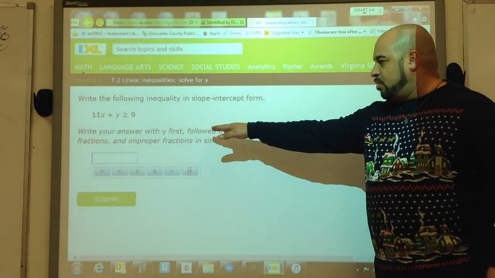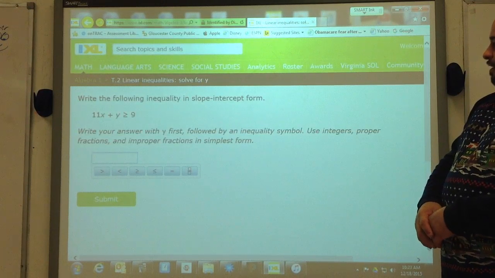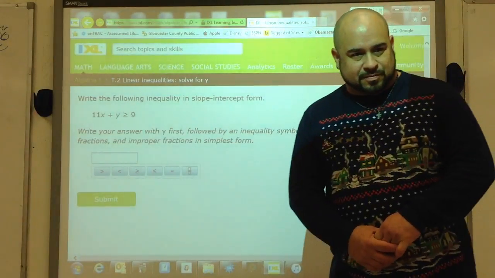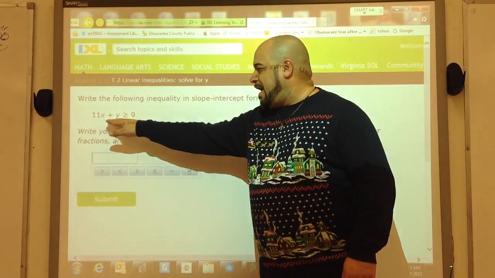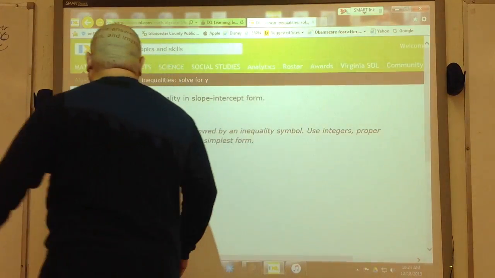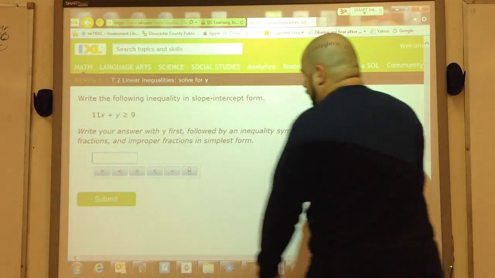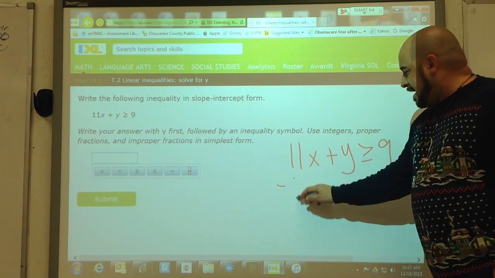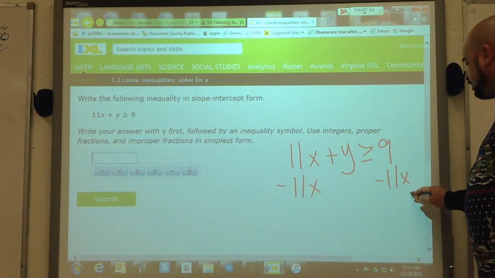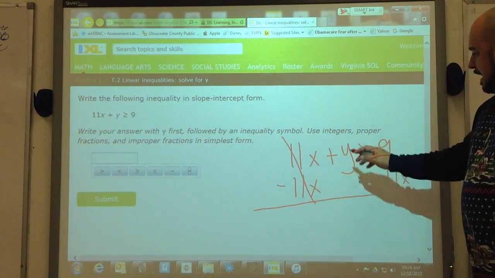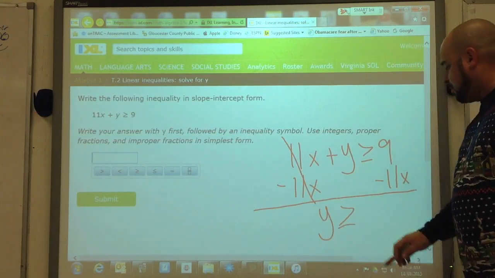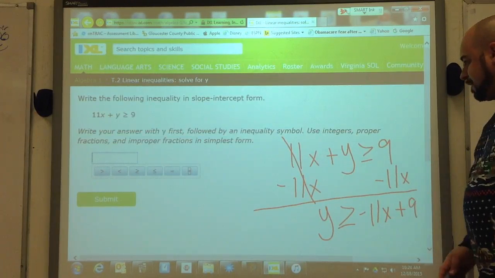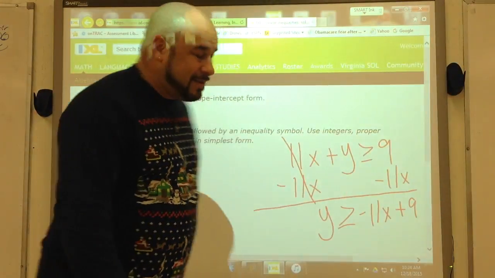It says write your answer with y first, followed by an inequality symbol, use integers, proper fractions, and improper fractions in simplest form. In order for me to get y by itself here, I'm going to have to subtract 11x. And I will do that here for you so you can see it. So I'm going to subtract 11x from both sides. This cancels out. I have y is greater than or equal to, the x term comes first, and then plus 9.